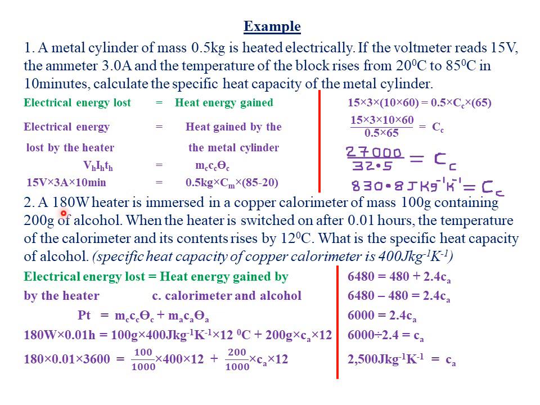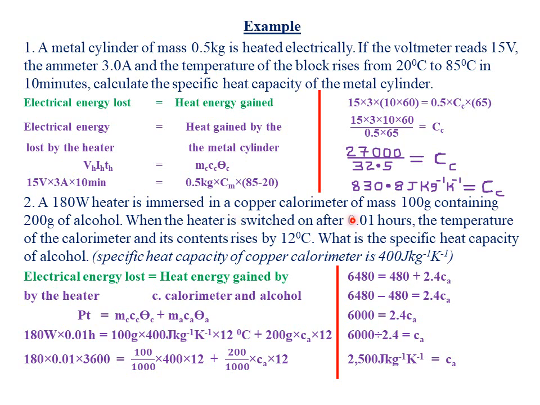Question 2 reads that a 180 watt heater is immersed in a copper calorimeter of mass 100 gram. So of course, the heater is the one that is supplying the heat. Therefore, the heat that is lost will actually be the heat lost by that particular electrical heater. Then of course, the other substance will automatically gain the heat. So it is immersed in a copper calorimeter of mass 100 gram containing 200 gram of alcohol.